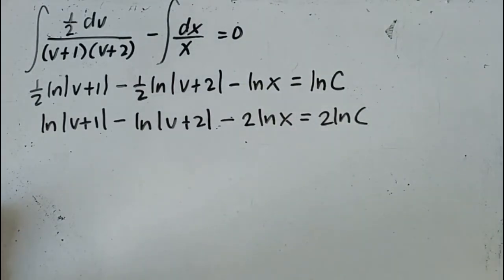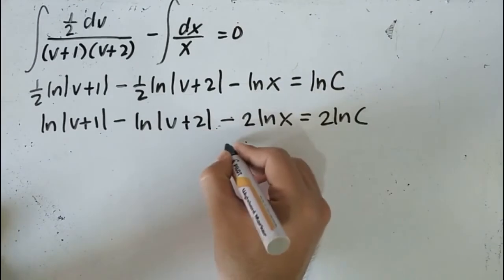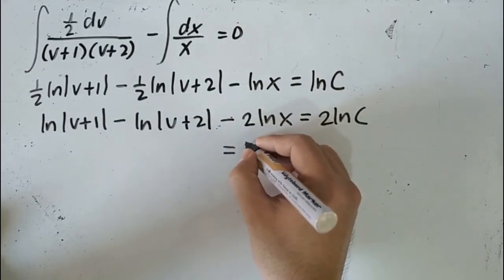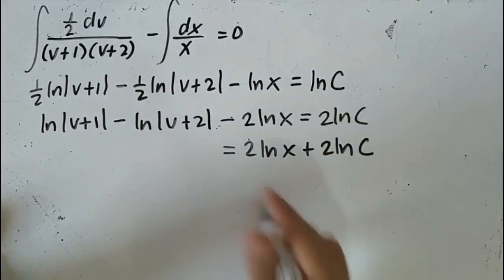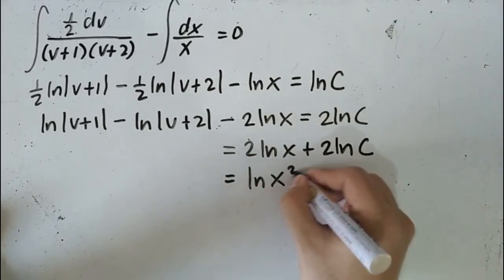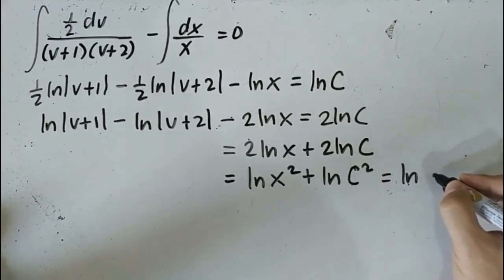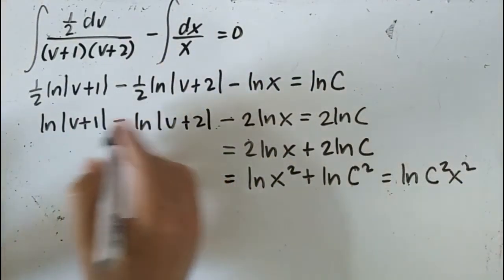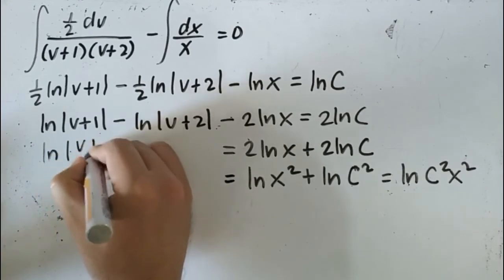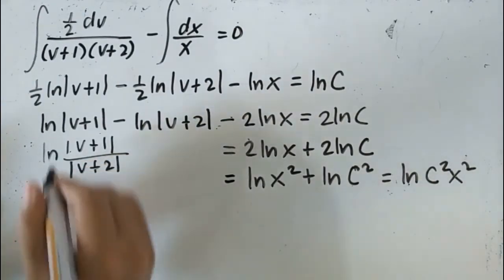Okay? Then we transpose this to the other side. We have ln of v plus 1 minus ln of v plus 2 now equal to 2 ln of x plus 2 ln of c, or that is ln of x squared plus ln of c squared, which we know is equal to ln of c squared x squared. By the principle of logarithm, this is equal to ln of v plus 1 over v plus 2, right?